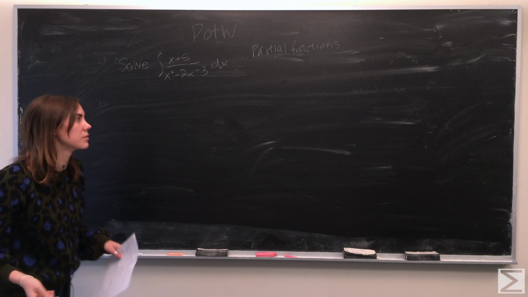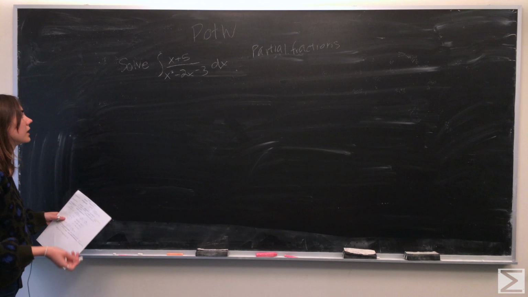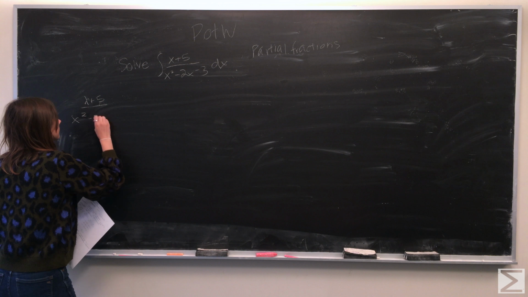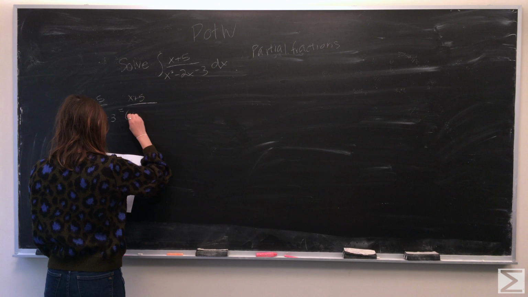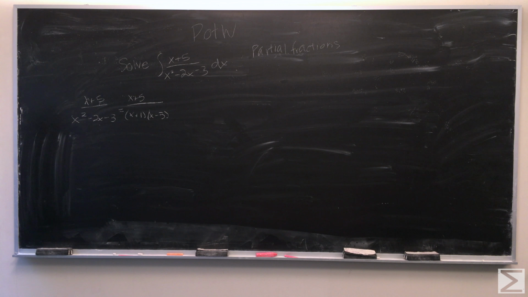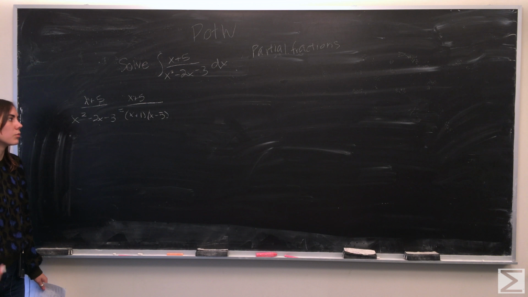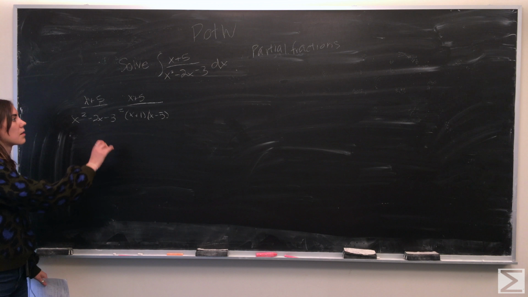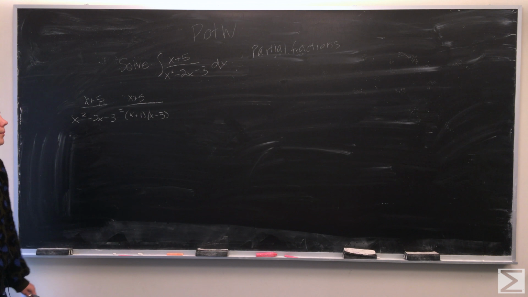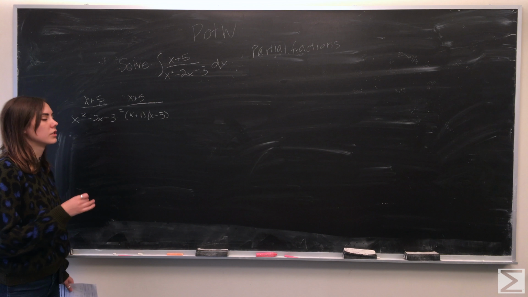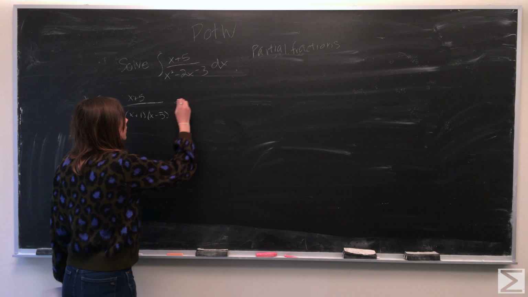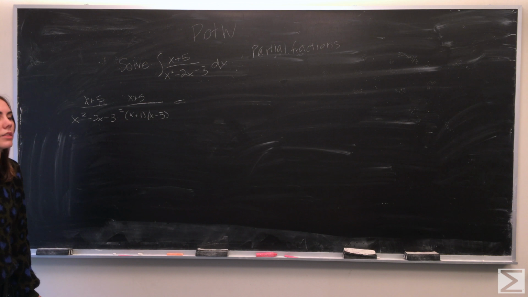Since we're going to be using partial fractions, the first thing that we can do is simplify the fraction as a whole. Taking x plus 5 over x squared minus 2x minus 3, what you'll notice is that we can actually factor the denominator into x plus 1 times x minus 3.